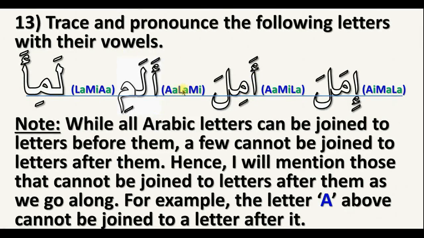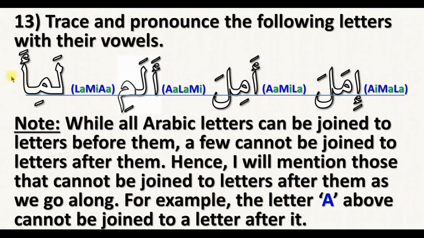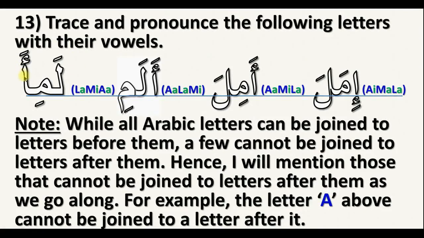Also in the third group of letters, you will notice that the A cannot be joined to the L, though the L can be joined to the M. That is because the A cannot be joined to any letter that comes after it. But in the fourth group of letters, you will notice that the A has been joined to the M before it. That is because all letters can be joined to letters before them, but not all can be joined to letters after them, and the A is one of them. I will mention the rest as we go along.